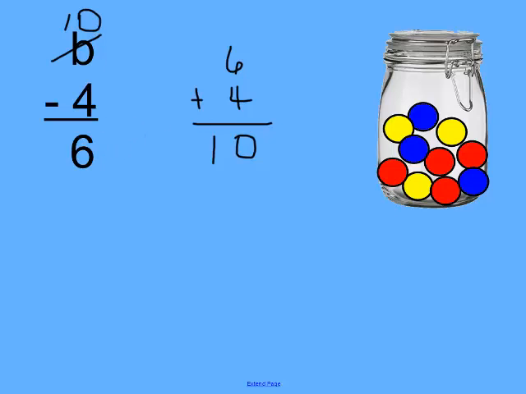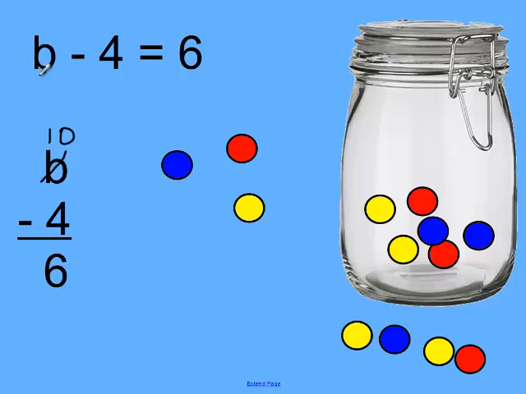So if we go back to the prior slide, we started with some number. We're going to take 4 out of the jar, and we're left with 6. Now you're not going to have a jar with marbles in front of you, so it's really important that you learn the process. If you start with a variable and you have to take some away, it's really important that you work this problem backwards. So let's start with 6.